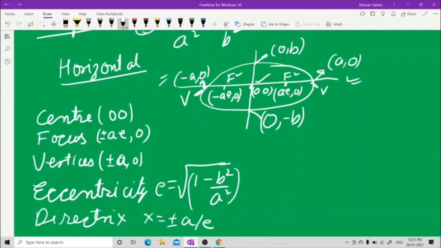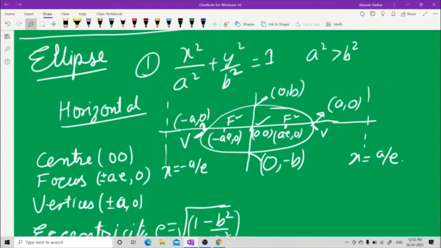Let me draw it somewhere because I'm not getting it. Wait, let me rub this. Now let me draw it here. This is one line, x equal to minus A by E. And let me rub this and extend this line. And let me draw the directrix here. X equal to plus A by E. Now this is for the horizontal one.